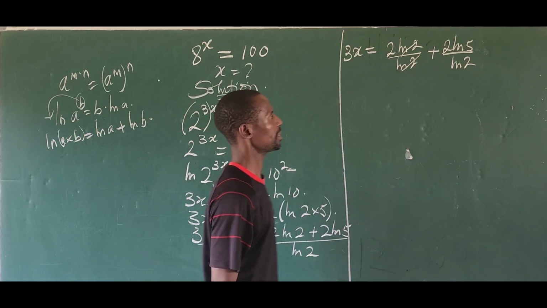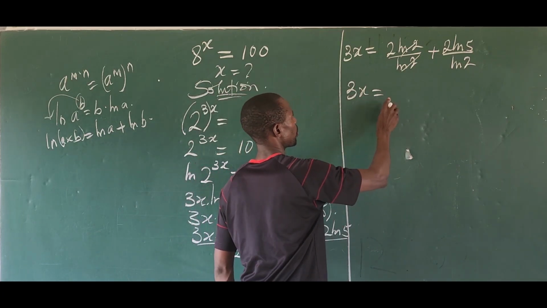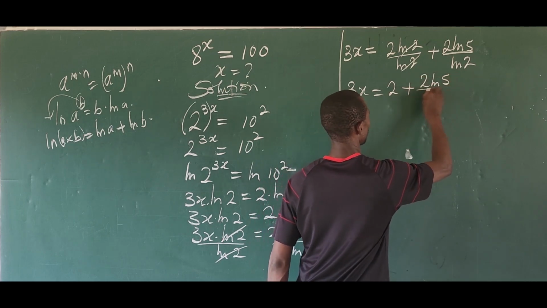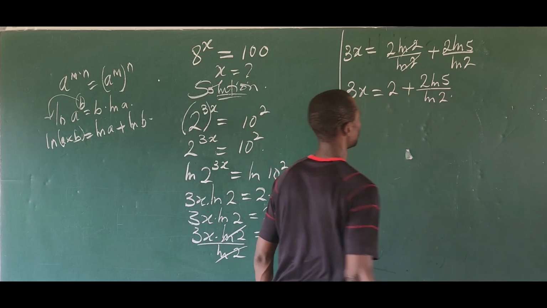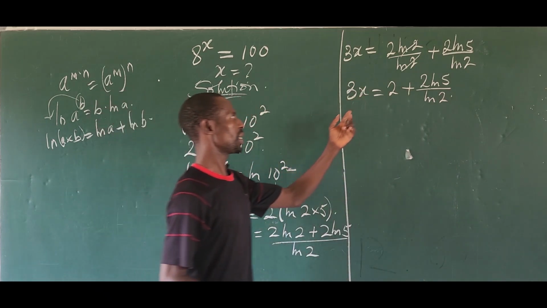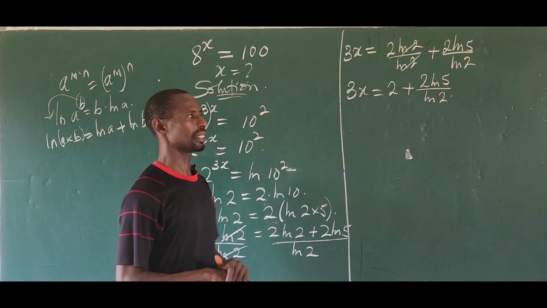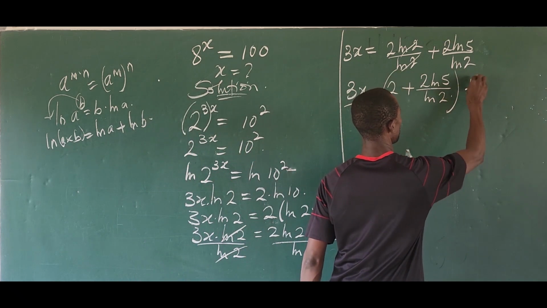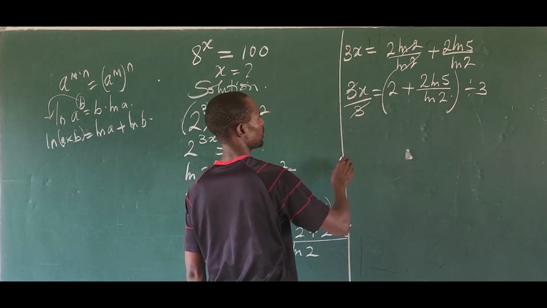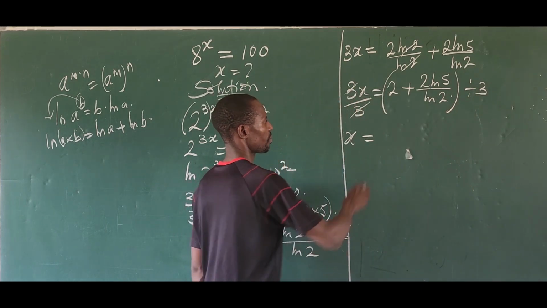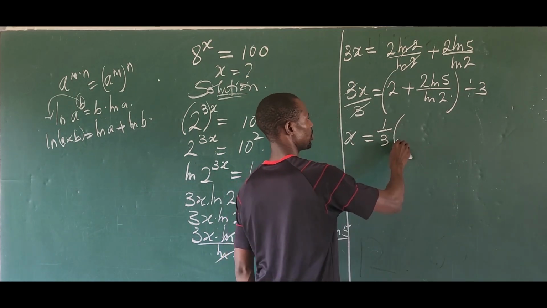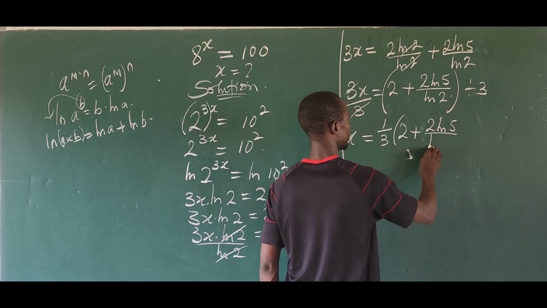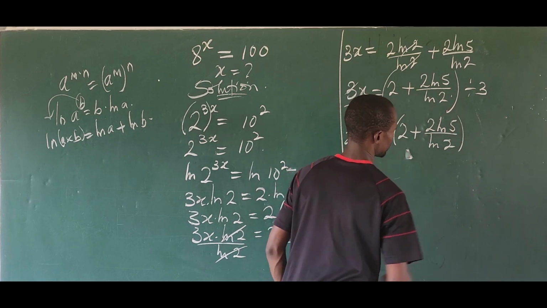This will also leave the system, right? So we now have 3x is equal to 2 plus 2 ln of 5 all over ln of 2. Okay, now we have to divide everything by 3 because we are looking for x. So we divide the whole of this by 3 also. So we now have x equal to 1 over 3 times (2 plus 2 ln of 5 all over ln of 2).